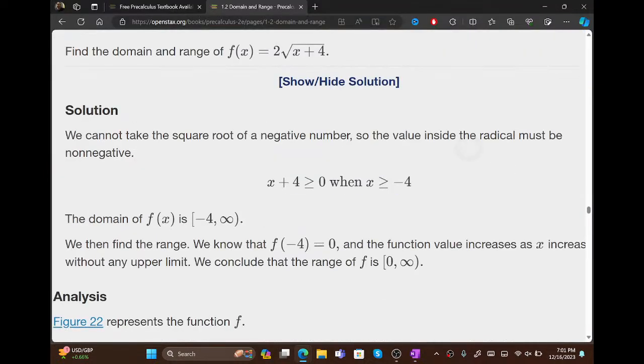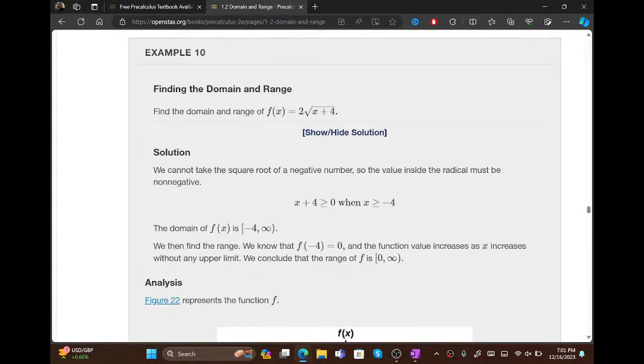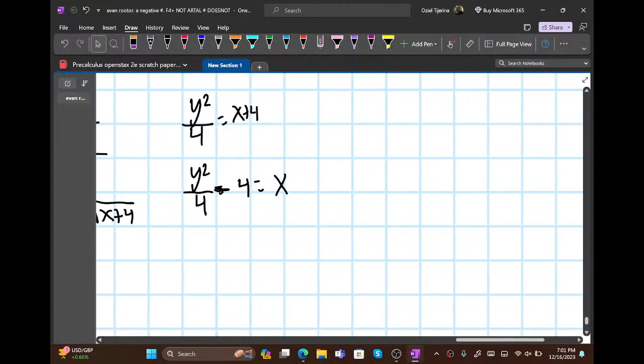How the range is, let's look at the solution. So we then find the range. We know that f of -4 is 0, and the function value increases as x increases. Okay, I see how they did it. So basically, guys, you have to look at the behavior of the graph at x equals -4, and then see from there whether it increases or decreases. So the way they did this, no wonder.